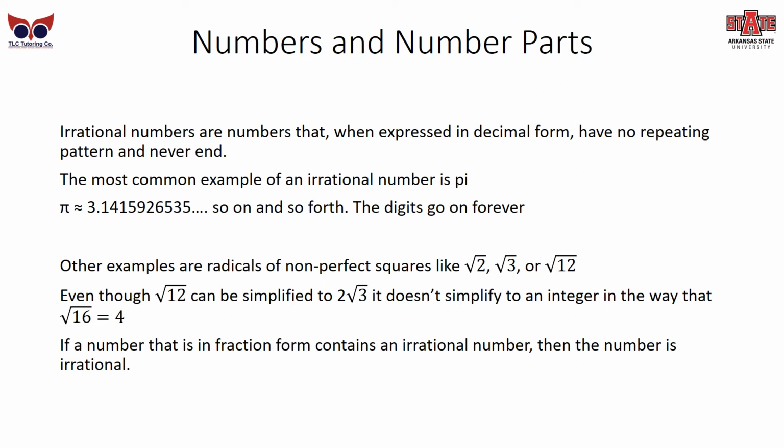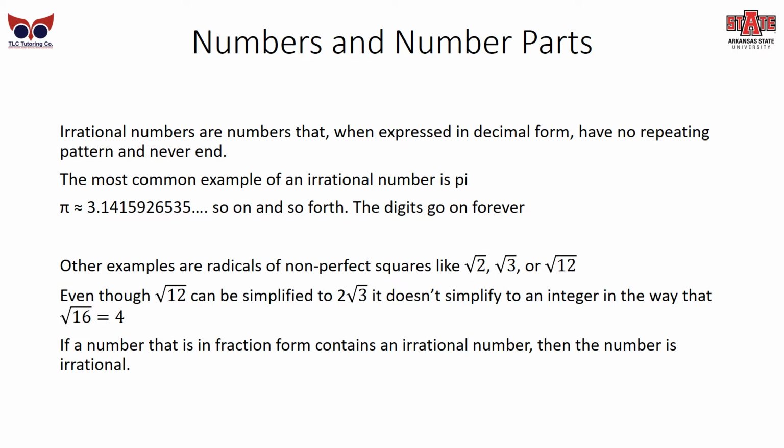Next, we have what we call irrational numbers. So when they're expressed in decimal form, they have no repeating pattern and they never end. The most common example of this is the irrational number pi. So pi, when you learn from circles and geometry, is 3.14159, etc., and it goes on forever and it never ends.